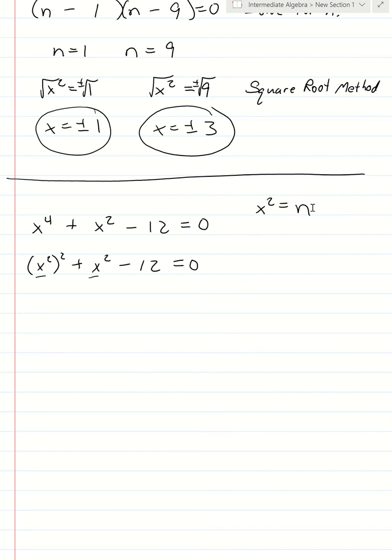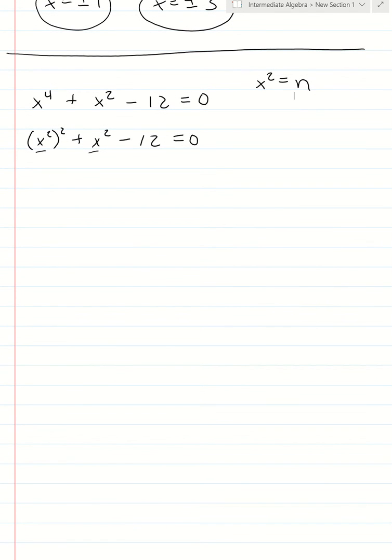Once again, I'll pick the variable n. You could pick any variable you want, just don't pick x. And so now, wherever I see the x squared, I replace it with the n. So now I'm just going to simply have n squared plus n minus 12 equals 0. So once again, we went from a quadratic equation to a quadratic equation.